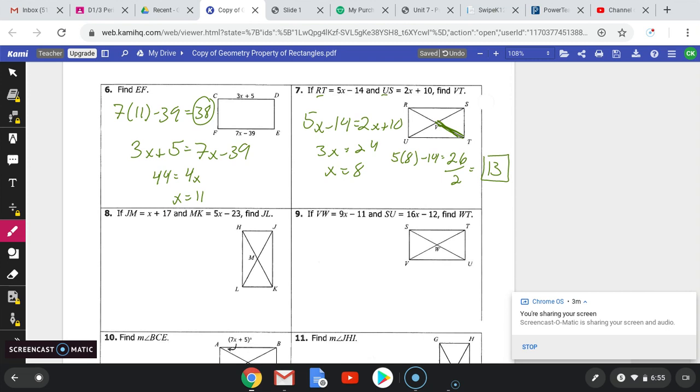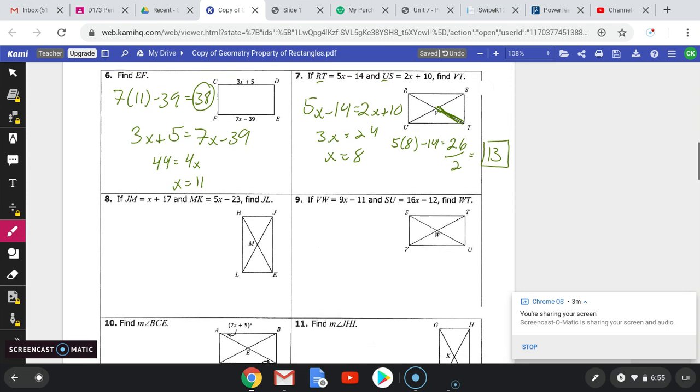Whereas number 8, what's a little bit different with the setup, besides finding different sides, they gave you JM, which is from here to here, and then they gave you MK. Well, actually, in this case here, they're the halves of the diagonals, but they're still equal to each other. So x plus 17 equals 5x minus 23. Subtract x, add 23, I get x equals 10.